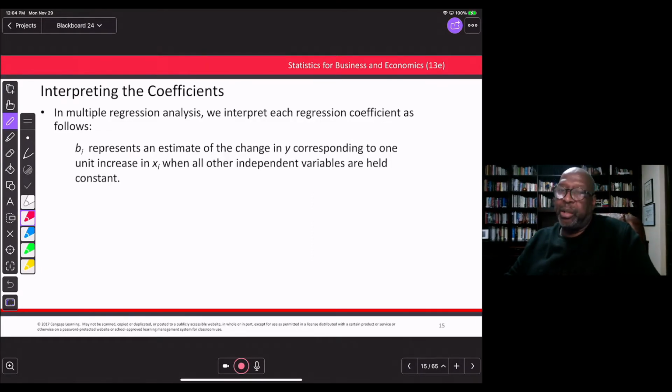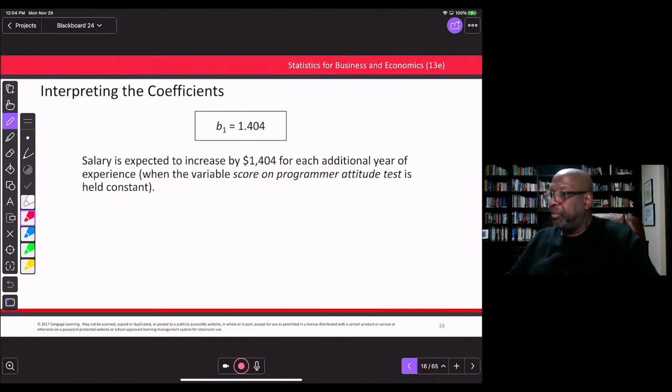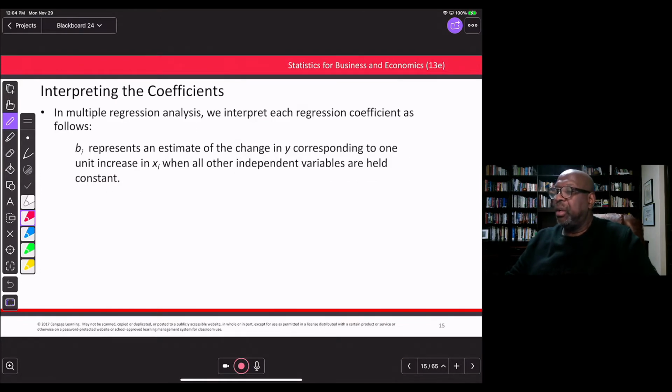The coefficients are interpreted in much the same way. B_i represents an estimate of the change in the value of y corresponding to a 1 unit change in x. We know the intercept B0 is essentially just where the line cuts the y-axis. But then we interpret the coefficients of the independent variables in much the same way as we have done in the case of simple linear regression.